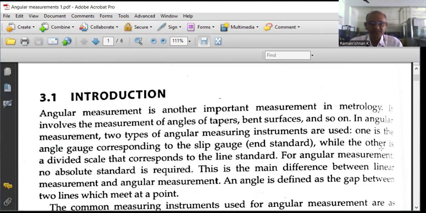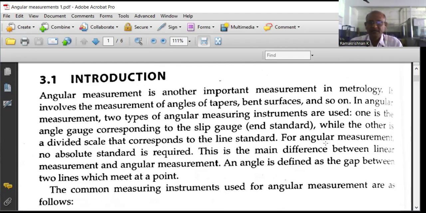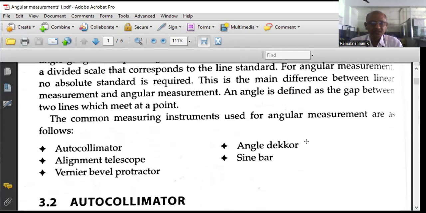In the metrology of angular measurements, two categories of instruments are used. One category comes under the slip gauge. The angle gauges, which are similar to the slip gauge, are used in the end standard, while the other type of instruments fall on the line standard. In metrology, there are some instruments used for measuring the angle. The principal instruments are the autocollimator, angle decker, alignment telescope, sine bar, vernier bevel protractor.